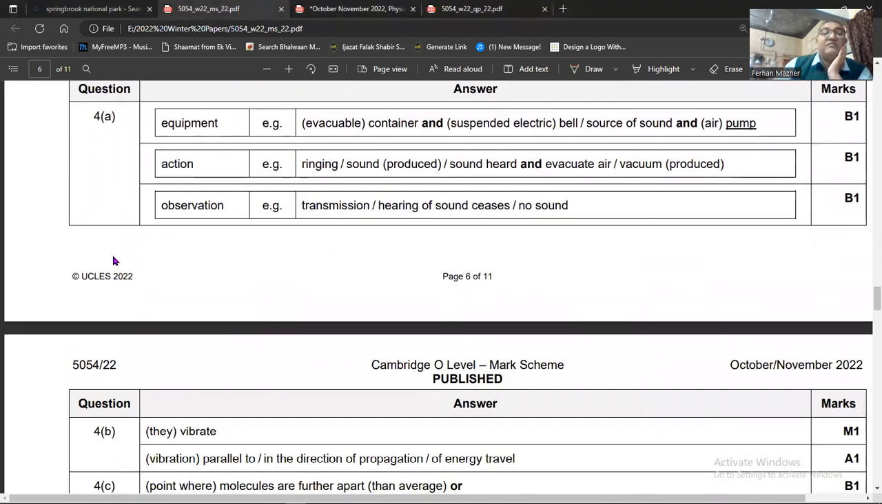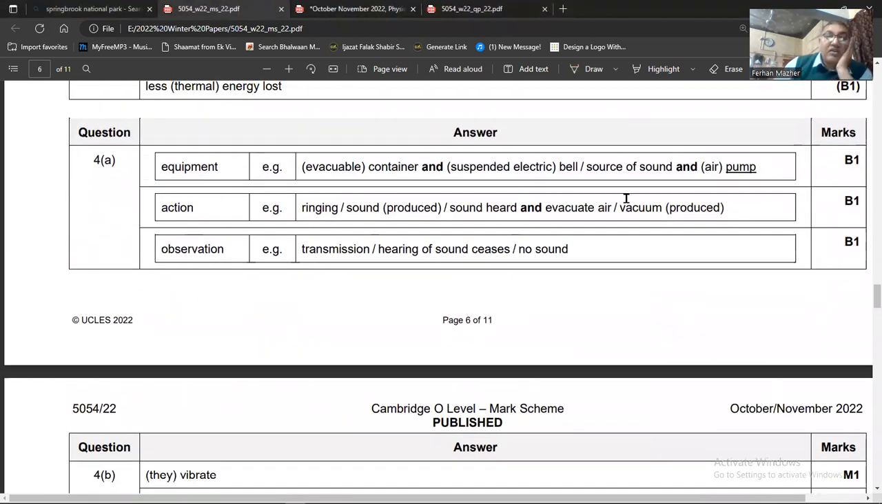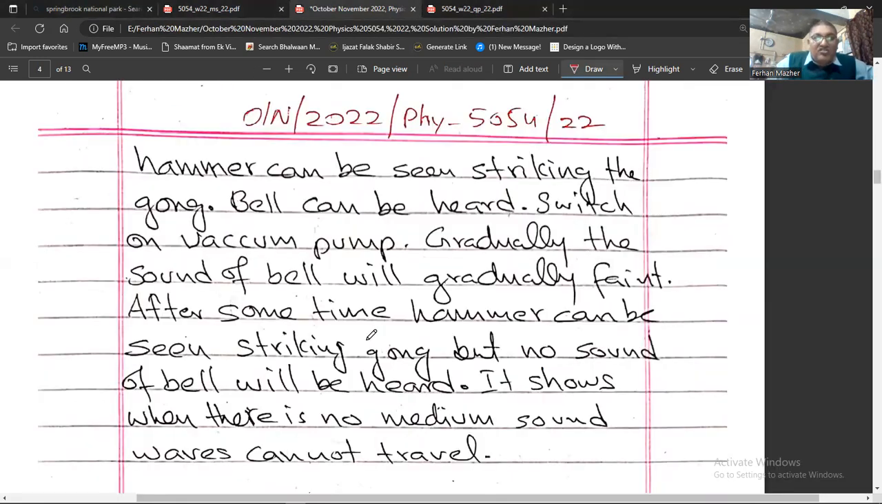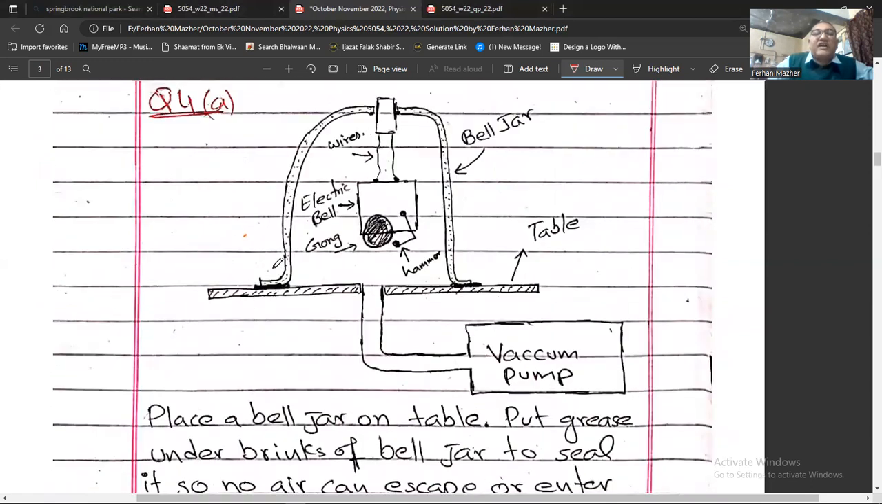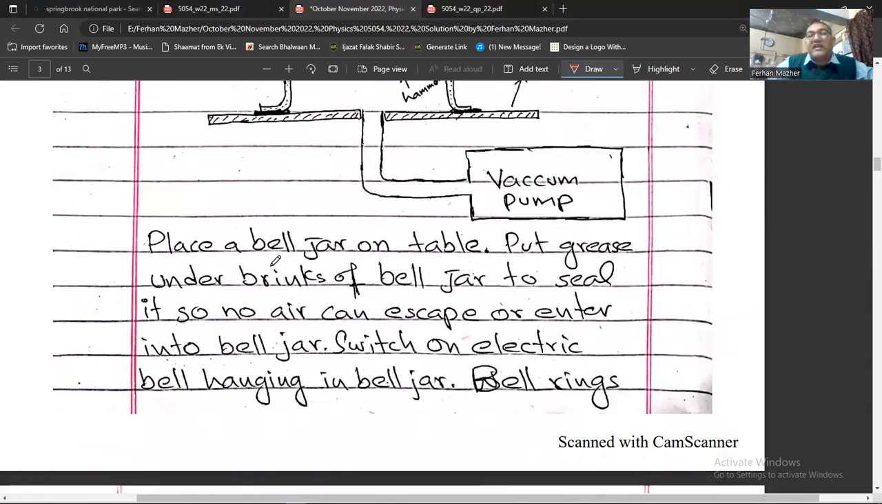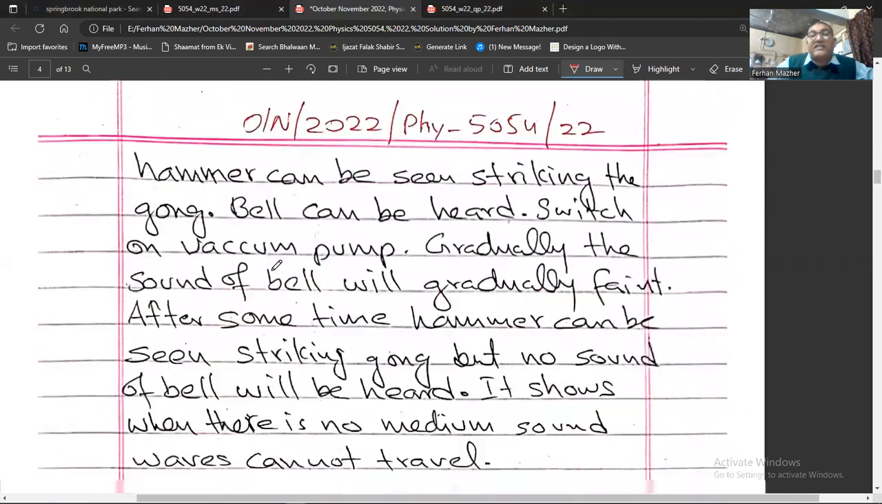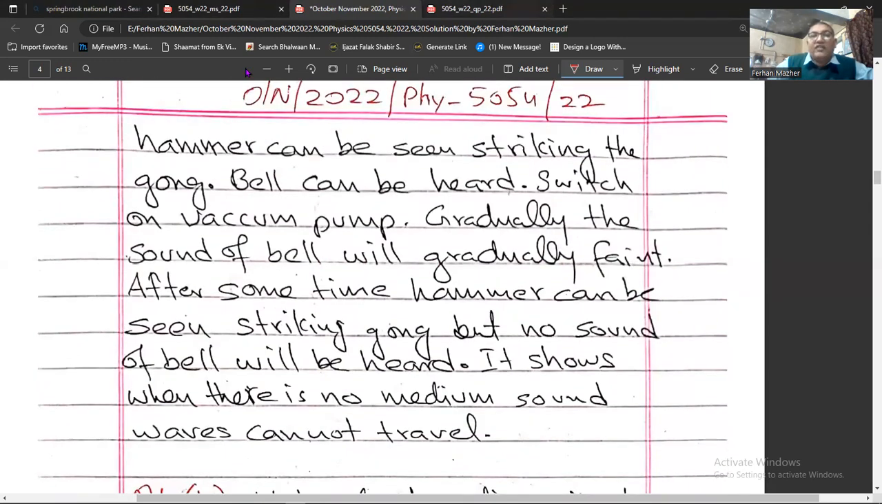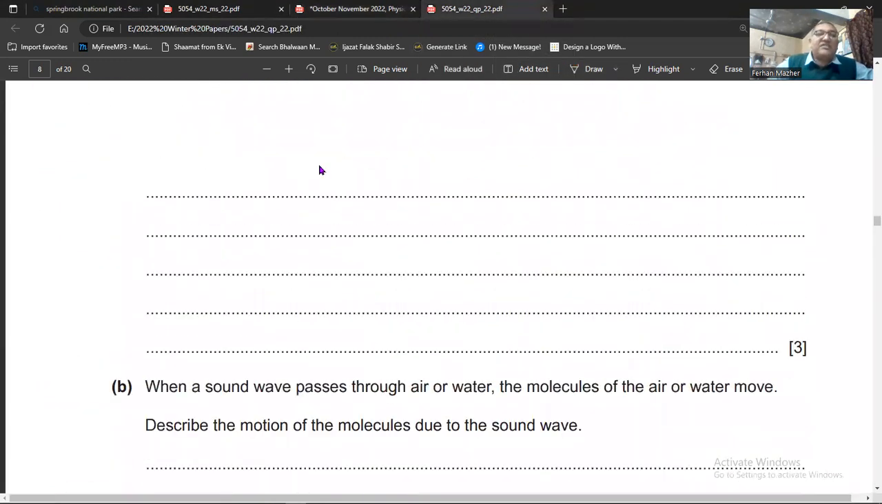And this is the marking scheme of the equipment. We have to show the equipment, we have to show the action, we have to show the observation. I hope you can write a better answer. So this is the answer which I have written: made the diagram, then this paragraph, and then this paragraph. You can pause the video and take time with that question.